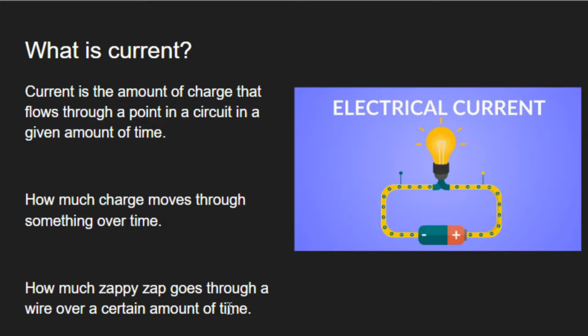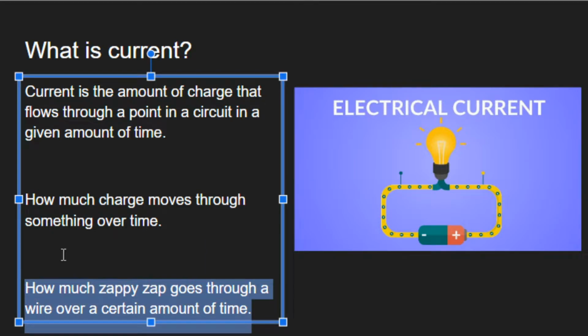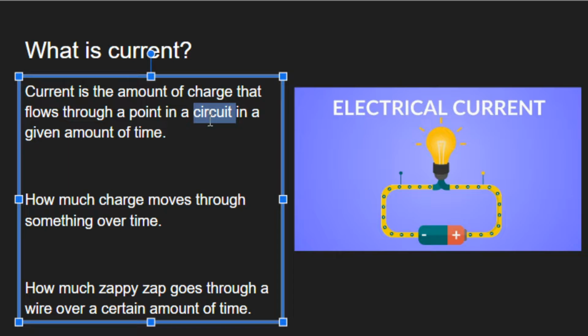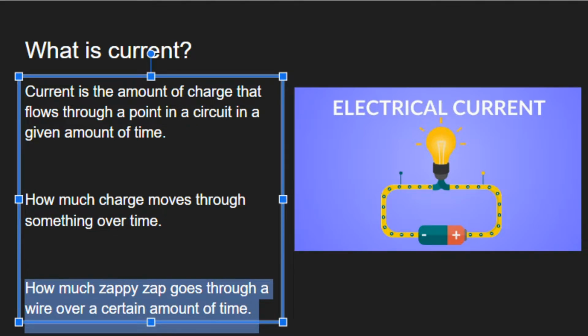And then I was kind of loopy, and it was late at night when I was writing this one. So this is like the simplest way to think about it. It's how much electricity, or zappy zap, goes through a wire at a certain amount of time. Important to note, this is not totally accurate, because it doesn't have to be a wire to be a circuit, although we'll generally talk about wires. But this does help me remember it, so maybe it'll help you remember it too.